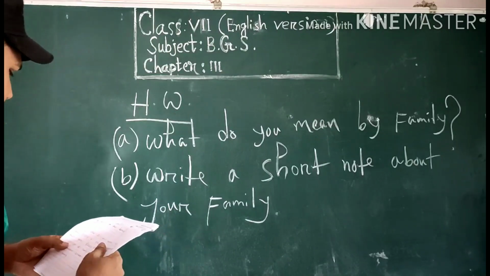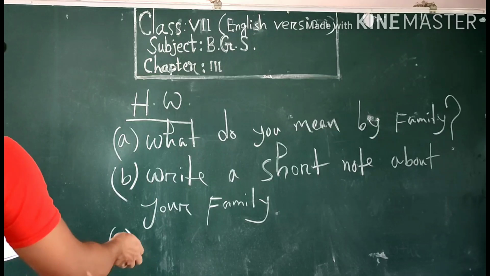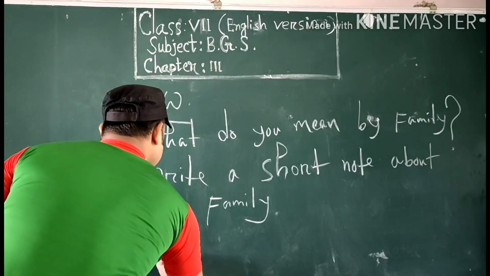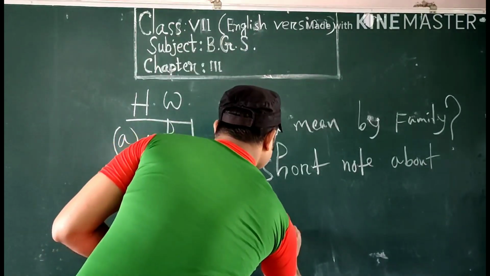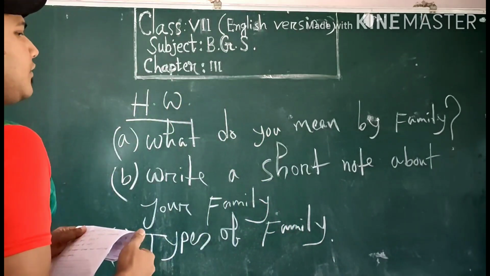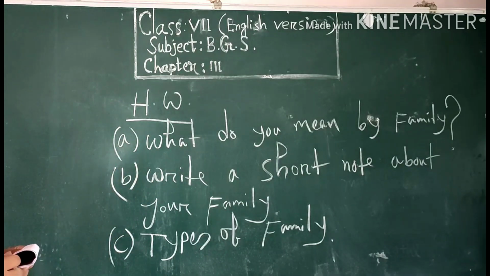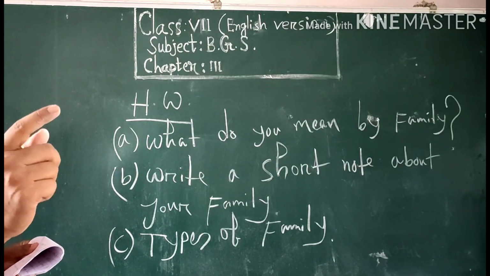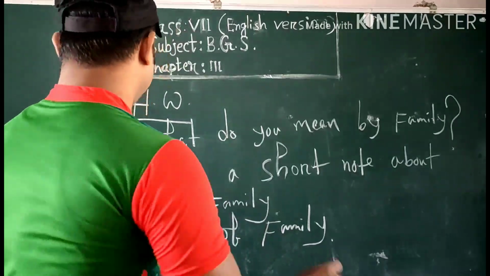Well, and next question. Types of families. Well, we already have discussed about two types of families, just like nuclear family and joint family. Well, the joint family is just like extended families. And next question.